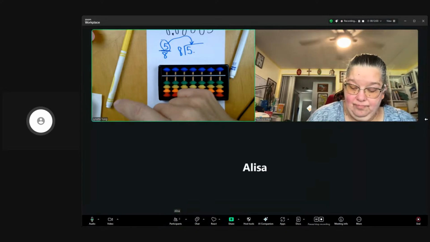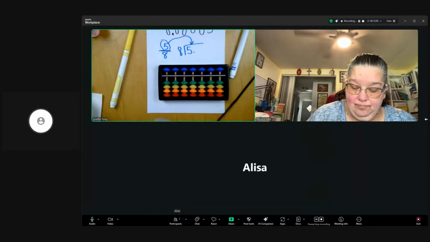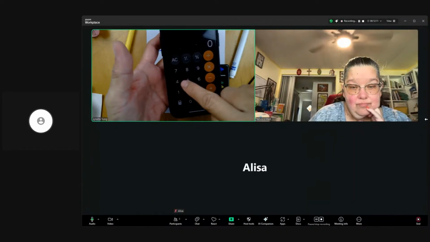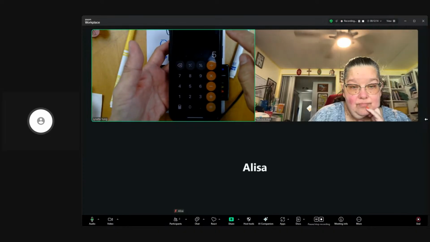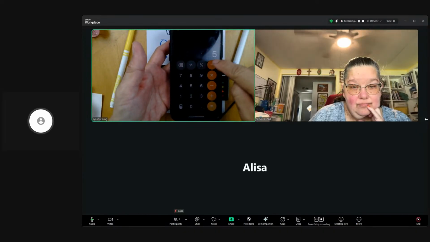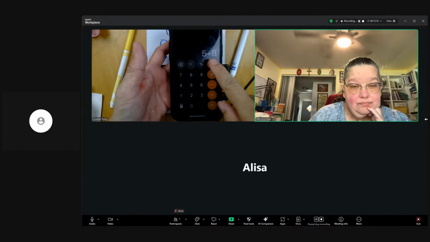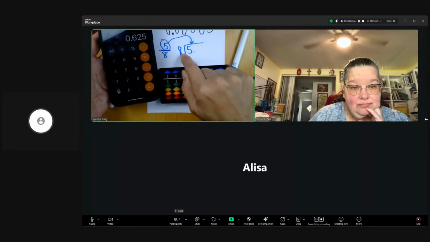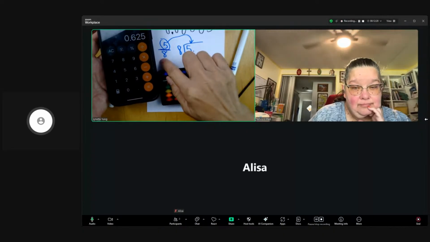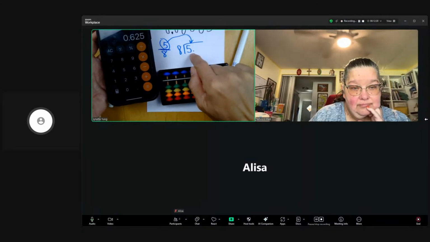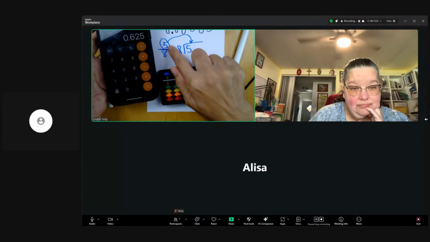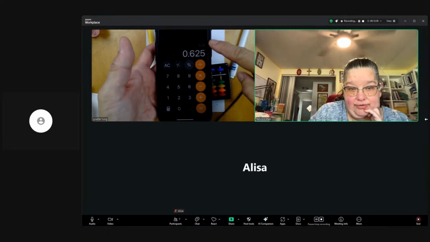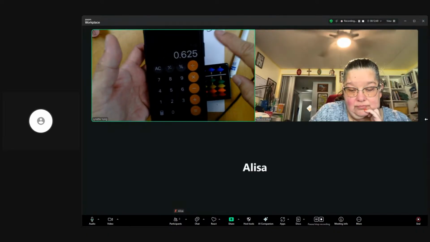All right. So multiplying with fractions. We know this is going to be 0.625, right? So that's what it is. When we do it, that's how it looks. The denominator goes at the bottom. That becomes our divisor. Our divisor is our denominator. Our dividend is our numerator. Does that make sense, Alyssa?